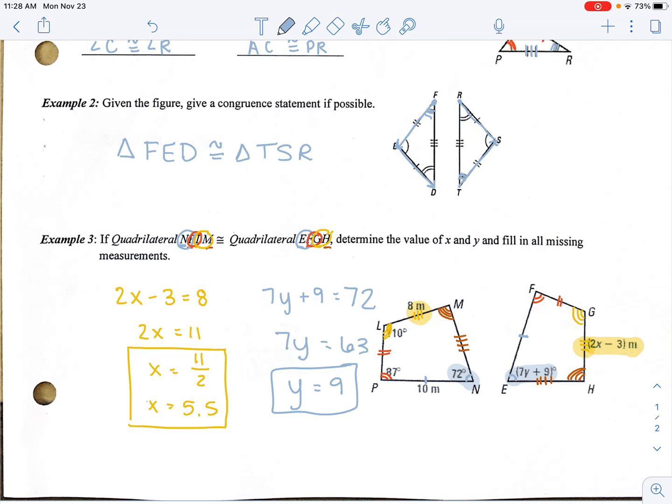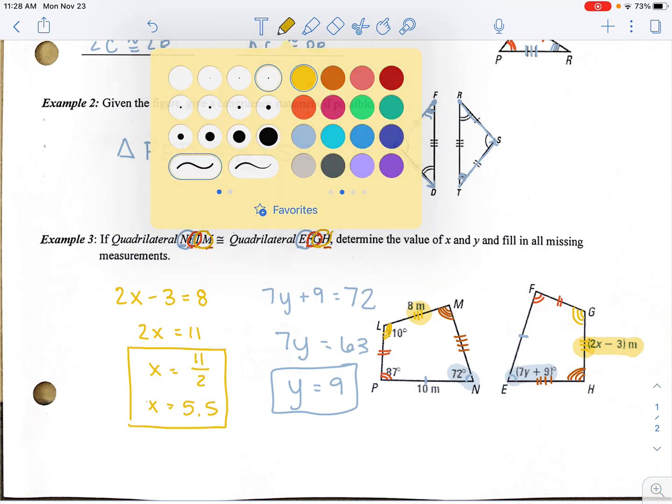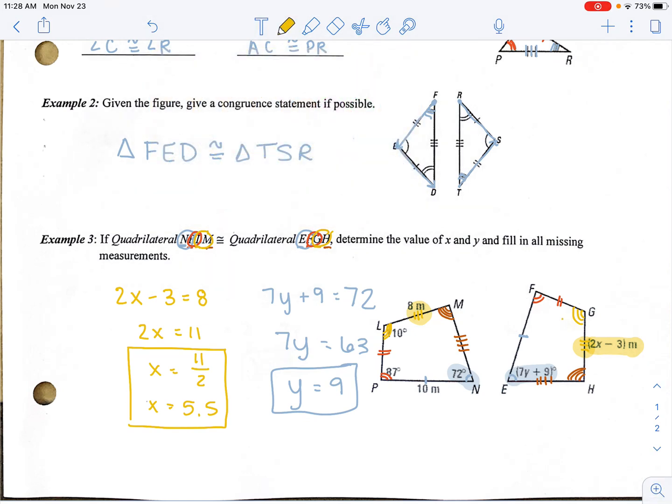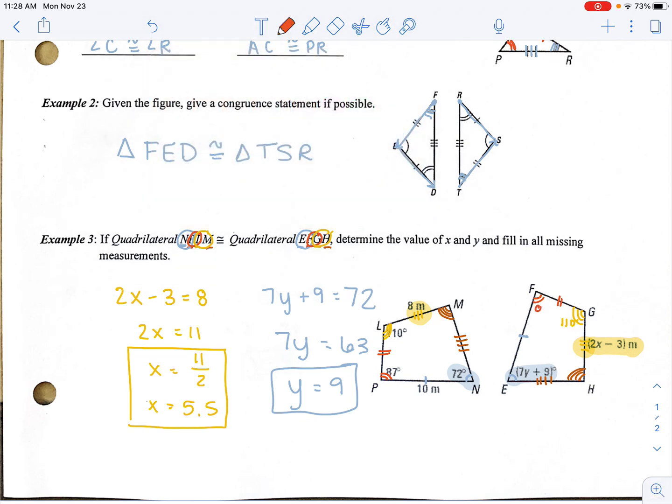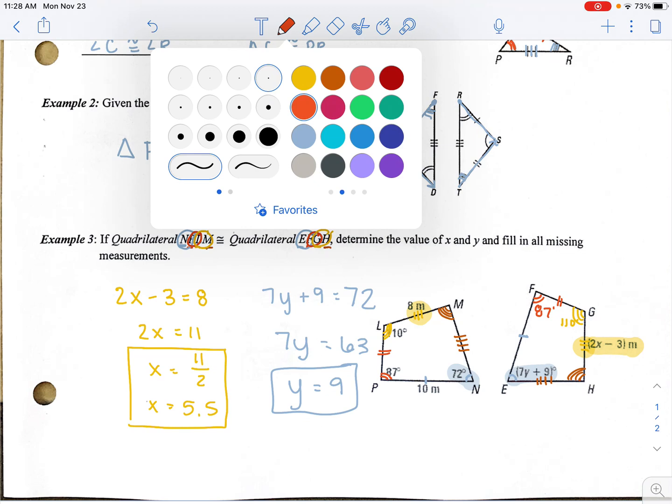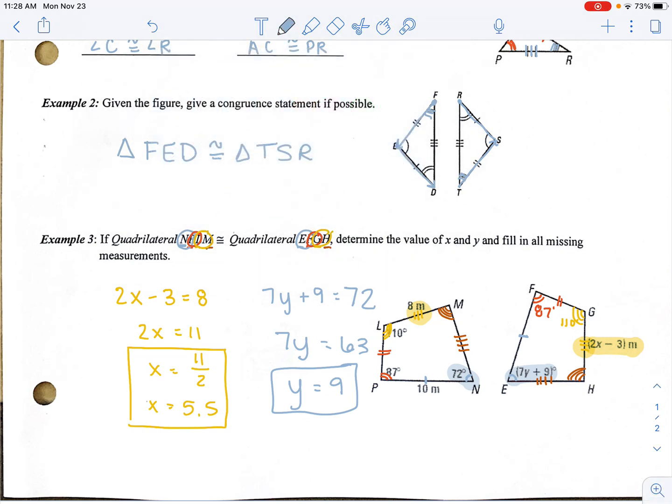It says fill in all the missing measurements. So I can see what I'm missing. I know that L is 110 degrees. L corresponds with G, so G is also 110. I know that P is 87, all right, and that corresponds with F, so 87. I know PN, which is that 10 right there, corresponds with EF, which is also going to be 10 then.